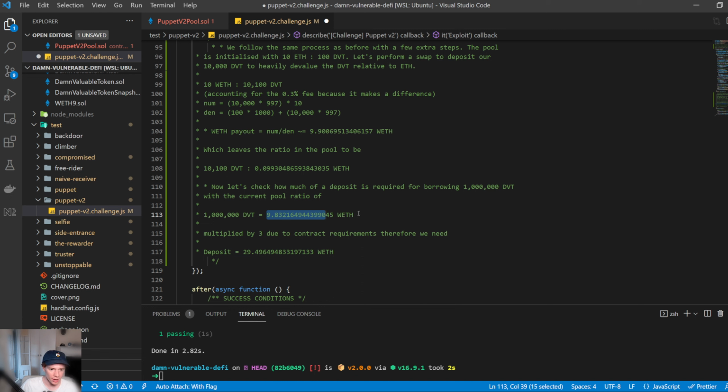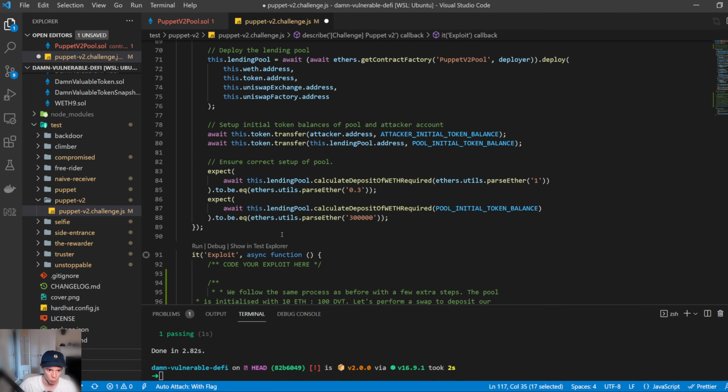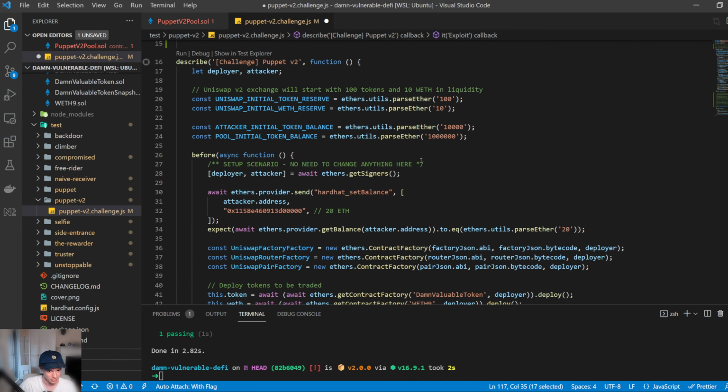Once we've got that, we then need to multiply it by 3, because that's what is set out by the contract, which leaves us with 29 ETH that we need to deposit. Now, let's check how much ETH we have initially. Where is it? Attacker initial token balance is 10,000. So we initially only have 20 ETH.